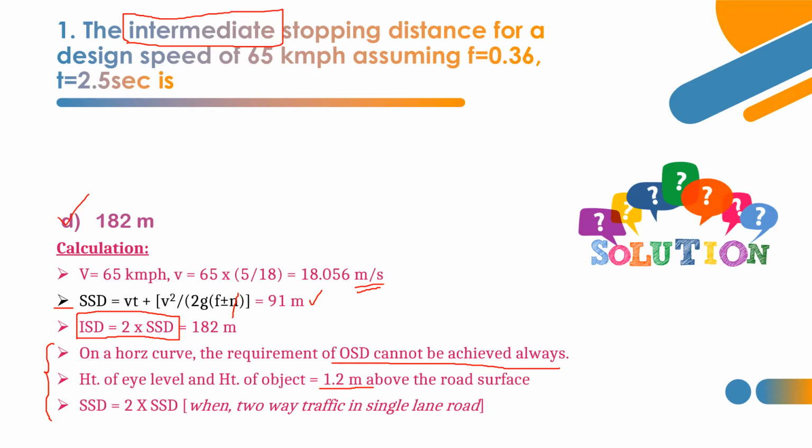And when it comes to two-way traffic in a single lane road, SSD shall be twice that of the obtained SSD value. So these are some important points regarding SSD and ISD. So ISD is nothing but twice that of SSD. SSD is given by this formula, Vt plus V square by 2gf. When gradient value is mentioned, we have to substitute like this, f plus or minus n in percentage. Now let's move on to second question.